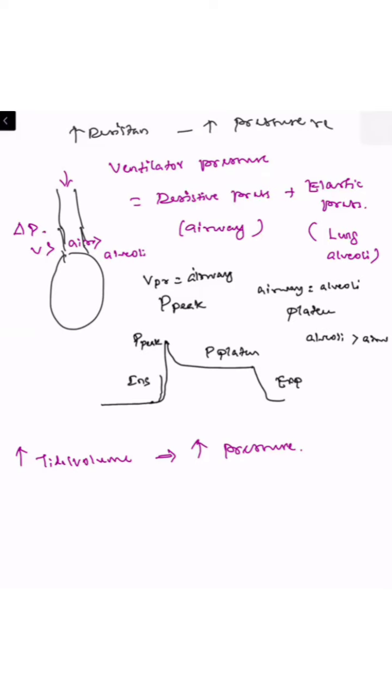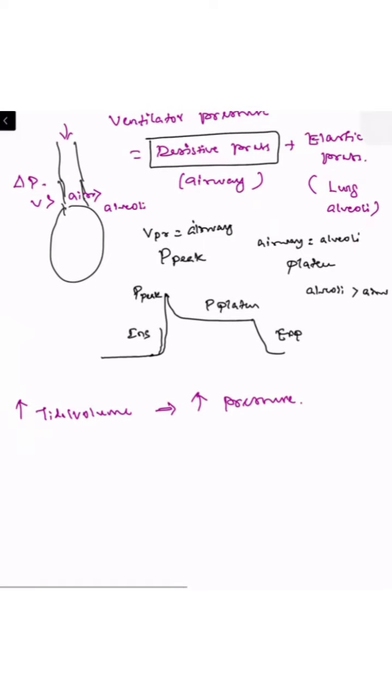During the inspiration, we are giving some amount of pressure in order to deliver the fixed amount of volume inside the lung. The maximum pressure needed to bypass the airway, especially the resistive pressure, is called P peak. And the amount of pressure that needs to be delivered inside the alveoli in order to allow diffusion to happen is called the P plateau. Finally, we have the expiratory pressure.